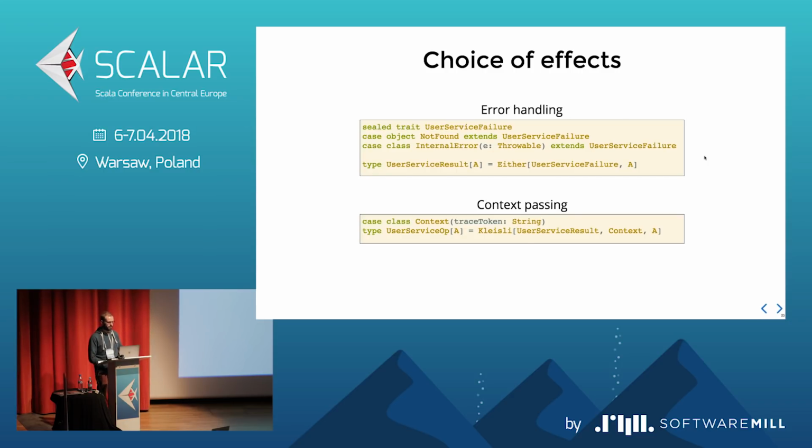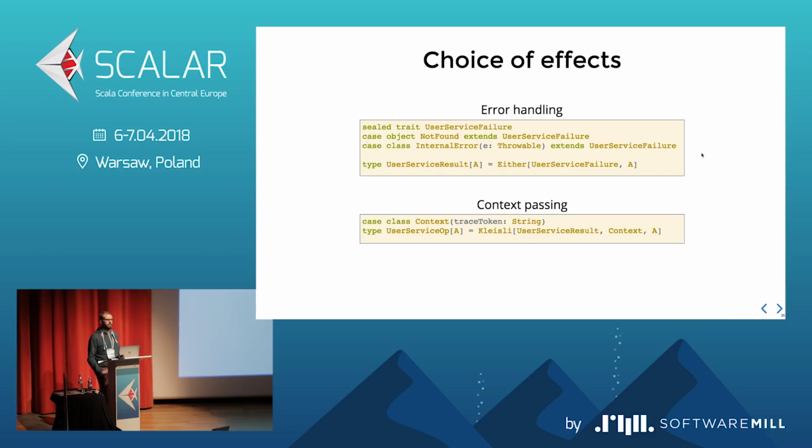So for example, you might need some error handling. So you might have a user service failure type, where you can fail in a few different ways, like the user doesn't exist, not found, or just some unexpected error. And then you might have a result type. UserServiceResult of A is either a failure or A. So you've got a nice, well-typed error handling.